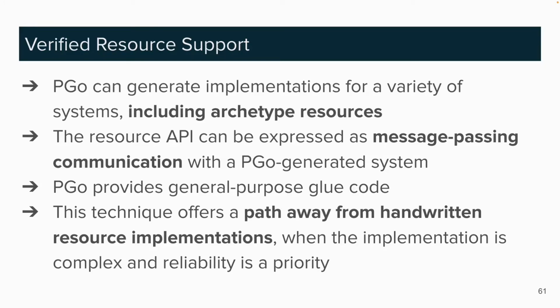And lastly, and possibly most unusually, it's important to understand that Pico can generate implementations for a lot of things, which includes our own archetype resource API. So not only can you handwrite implementations of it and hope they are correct, you can also use the correspondence between message passing and object-oriented APIs, like the one that we have, and you can implement your resource in MPCal on top of other resources.